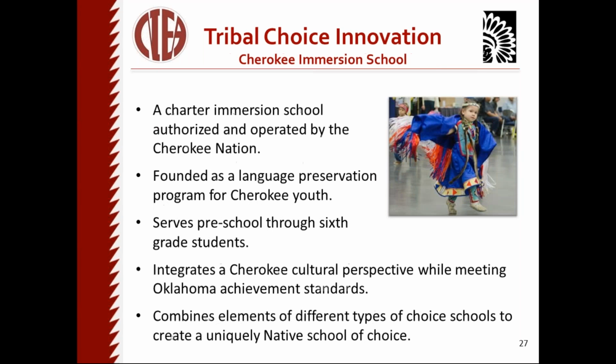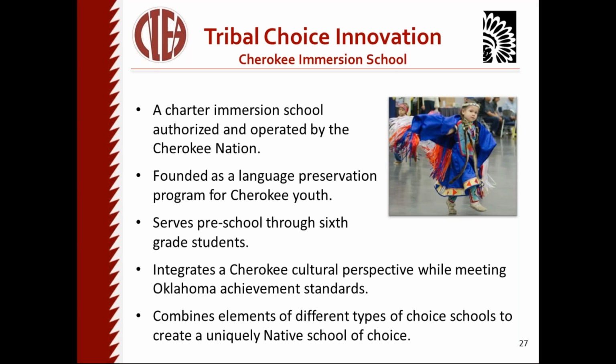Another school that we want to talk about is the Cherokee Immersion School. So this school is operated by the Cherokee Nation in Oklahoma. It serves preschool through 6th grade students, and it integrates Cherokee cultural perspectives while meeting the Oklahoma achievement standards. What's really interesting about this school is that it combines different types of school choice into a uniquely Native choice model. So it resides within a grant and charter school.